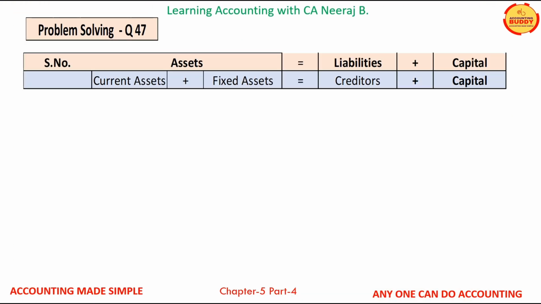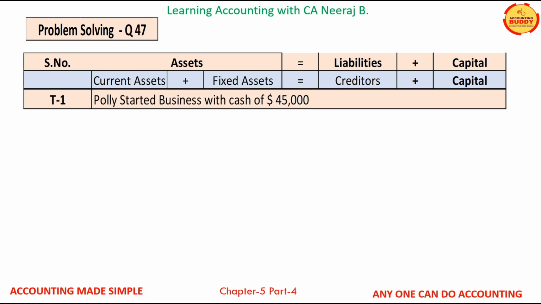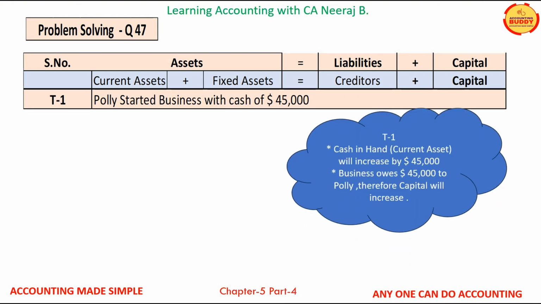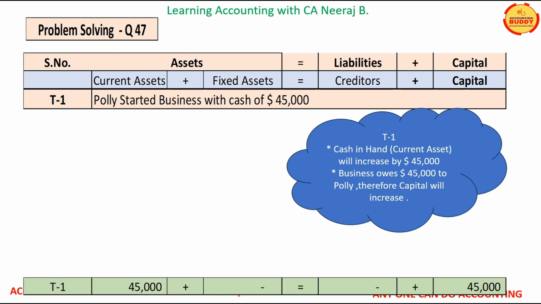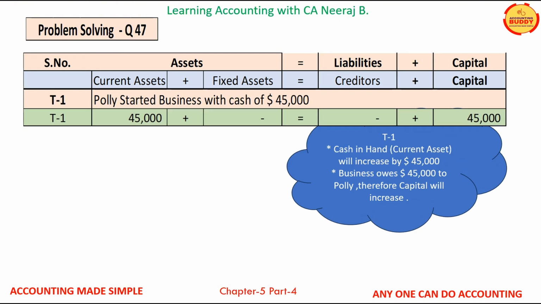Let us further strengthen our understanding of the accounting equation with a few more business transactions. Transaction T1 on your screen is: Polly started the business with cash of $45,000. If we analyze this transaction, the two accounts which are getting affected are the cash and the capital account. Cash will increase by $45,000 and the capital will also increase by $45,000.